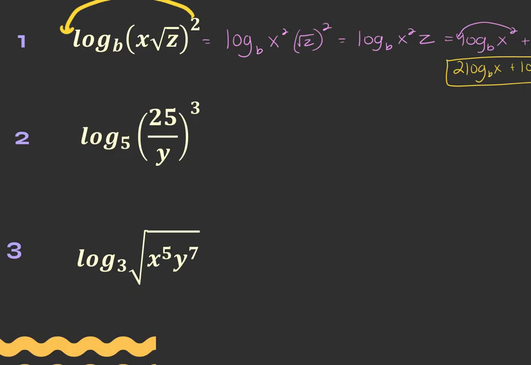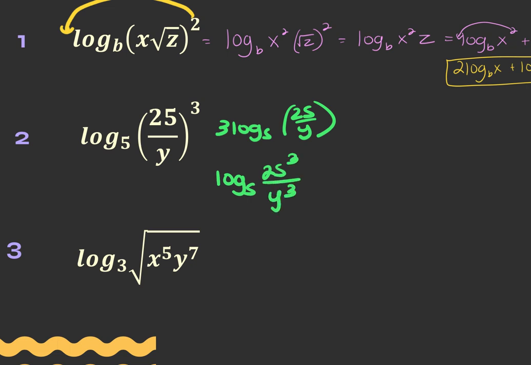Start the second one. What's one option? Before you subtract, though, because the 3's on the outside, you either have to bump the 3 to the front or you have to give each one the 3. So I could either make it 3 log base 5 of 25 over y, or I could make it log base 5, 25 to the third over y to the third. So either way, but at the end, when I expand this out, they both have to have the 3.